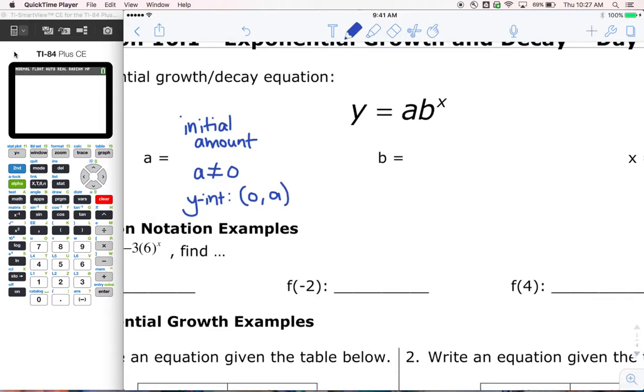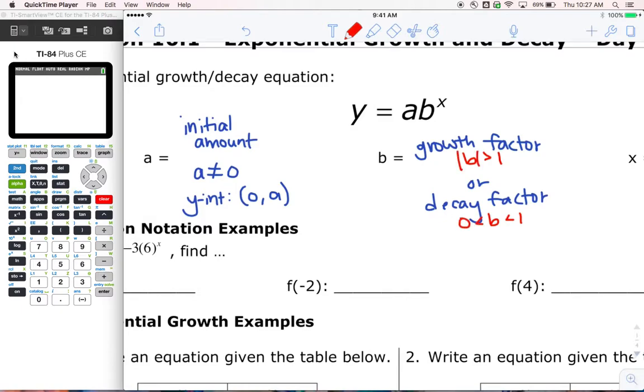Okay? The b value is super important. Your b value is your growth factor or your decay factor. So exponentials can be growing or they can be decaying, right? Increasing or decreasing. The way that we tell which is which, it's growing if b is greater than 1. So it's decaying if b is less than 1, but we don't really care about negatives, I guess I should put absolute value here, right? We're ignoring the sign of b. If it's a fraction or a decimal less than 1, you're going to have decay, and if it's bigger than 1, you're going to have growth.